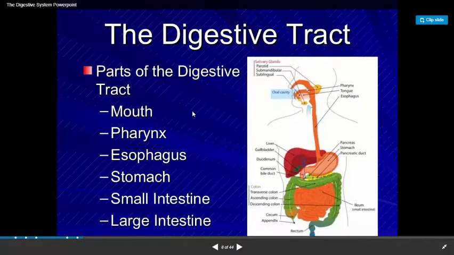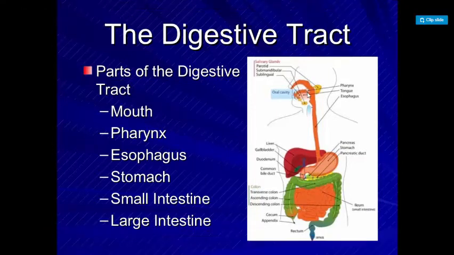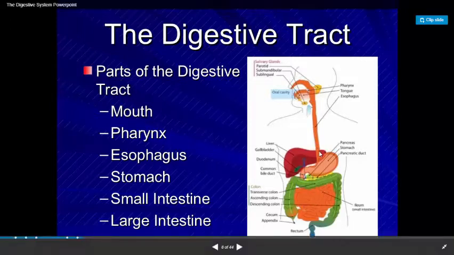What are the parts of the digestive tract? We have the mouth and the pharynx. As we said in the respiratory system, the pharynx is a common passage for both food and air. Then the esophagus, stomach, small intestine, and large intestine.